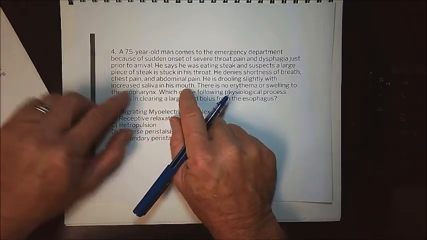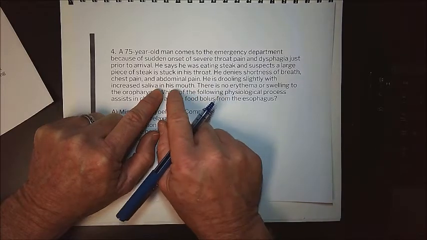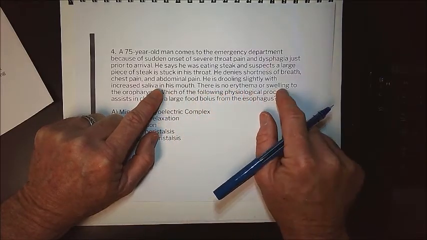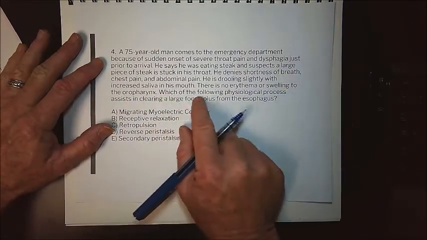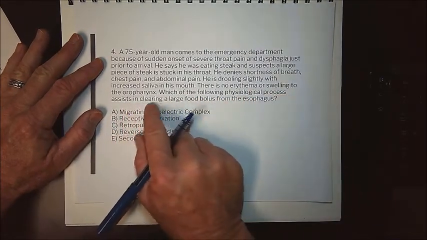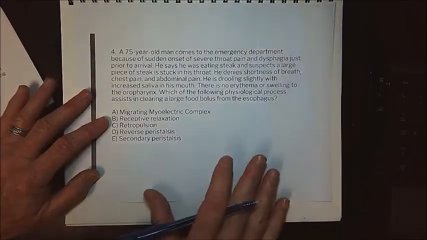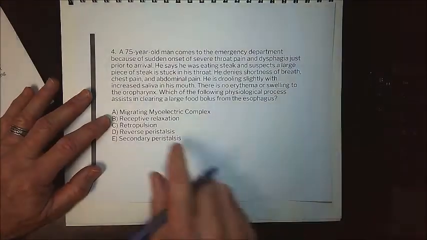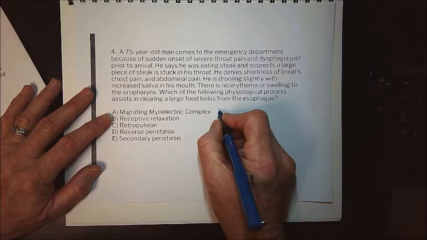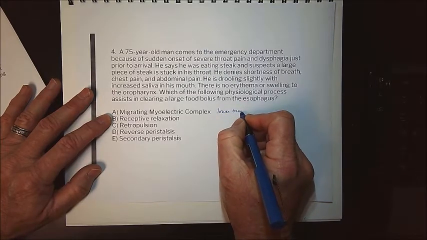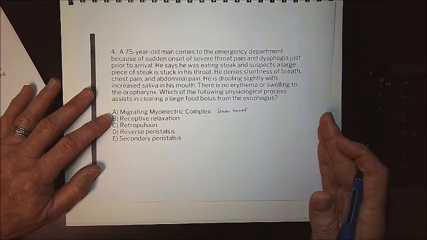The increased saliva is going to be from the vagal response, the parasympathetic response, because of that food coming in. There is no erythema or swelling to the oropharynx. As far as you can see, everything looks good. Which of the following physiological processes assists in clearing a large food bolus from the esophagus? Now this gets into the control of motility. Migrating myoelectric complex? No, right? This is in the lower bowel area, and this is the pacesetter that controls peristalsis and makes sure that we have directional movement.